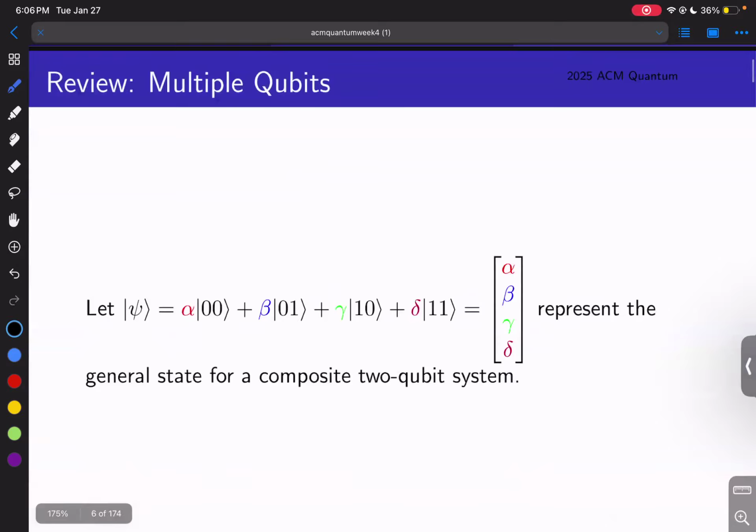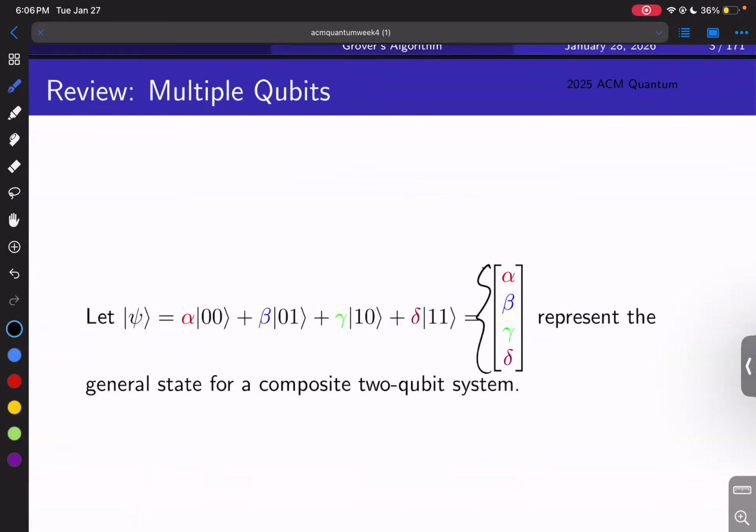For multi-qubit systems, you have four possible states: 00, 01, 10, 11. You can stack them again into this matrix form, and you also have this bracket form. And that's the general state for a two-qubit system.